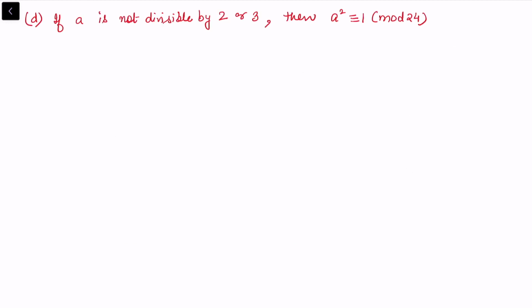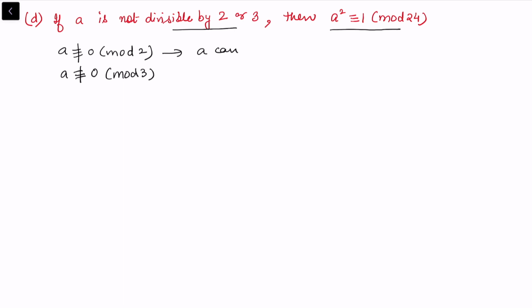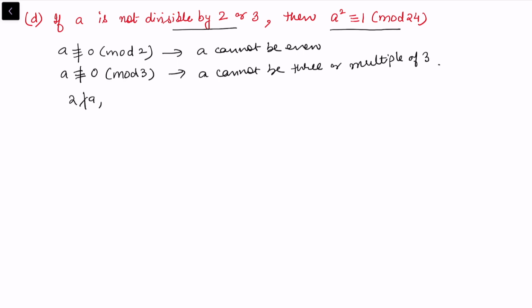In D part, we'll prove if a is not divisible by 2 or 3, then a square is congruent to 1 mod 24. Now as we say a is not divisible by 2, so we can simply write a is not congruent to 0 mod 2 and a is not congruent to 0 mod 3, because also it is not divisible by 3. Which means a cannot be even. If it is not divisible by 2, this is not even. And this means a cannot be 3 or multiple of 3, because if it is a multiple of 3, it will be divisible by 3. So we just have 2 does not divide a and 3 does not divide a.